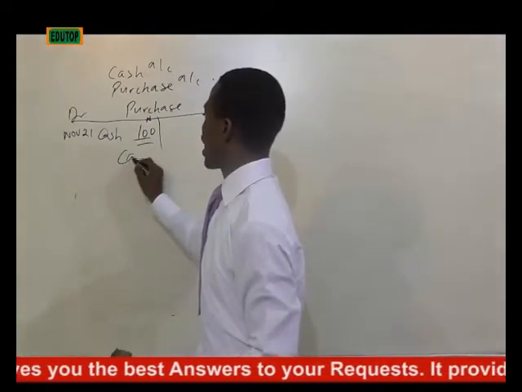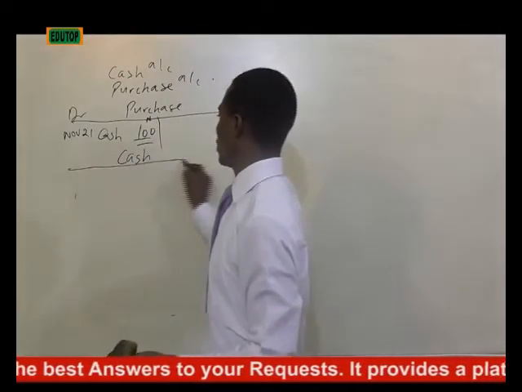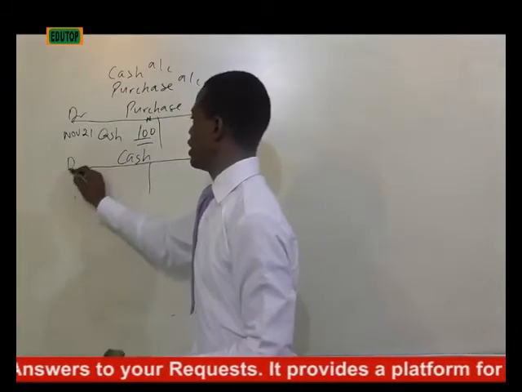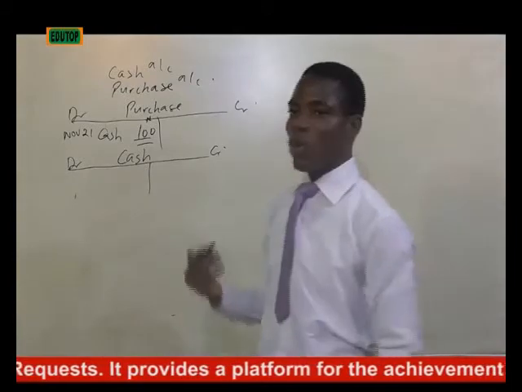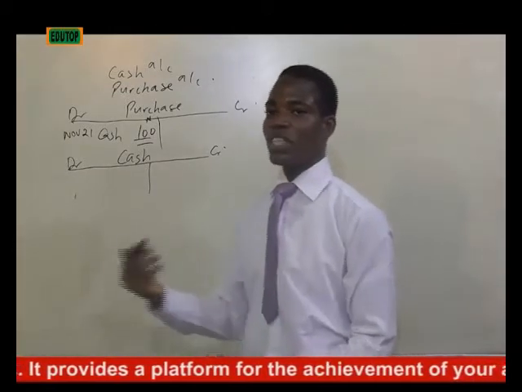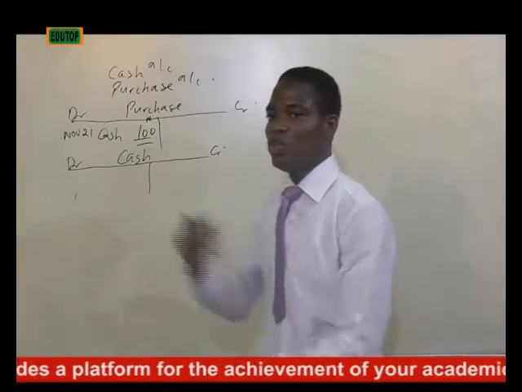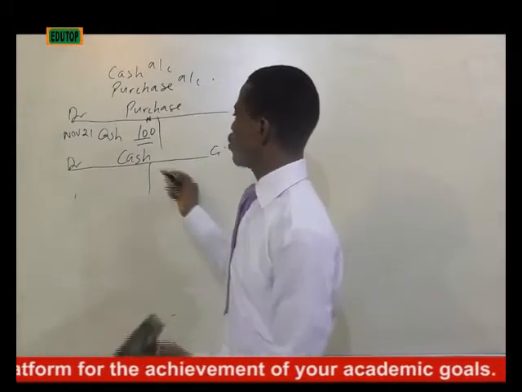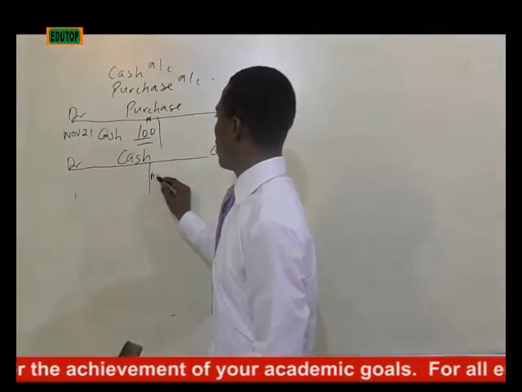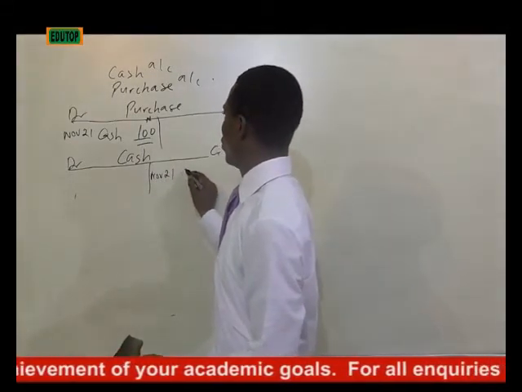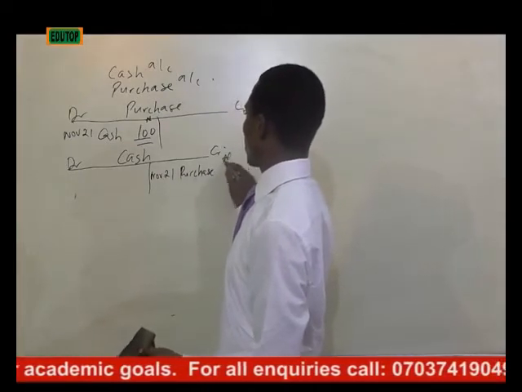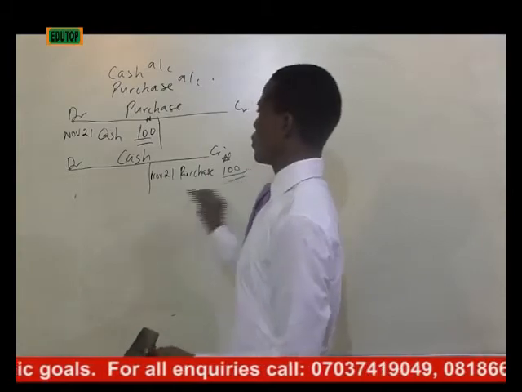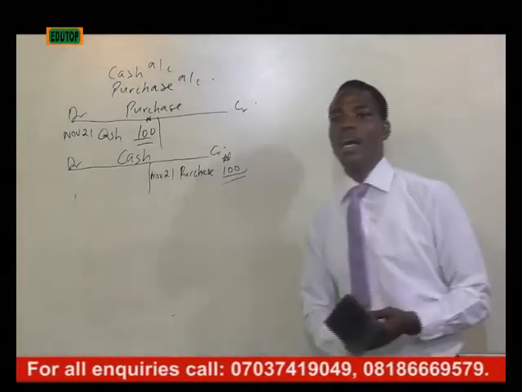Then you prepare cash account. Don't forget debit and credit. Then cash goes out. When you purchase something, you receive that thing and you give cash. So cash goes out, which is on November 22, you purchase, and that is 100 naira.